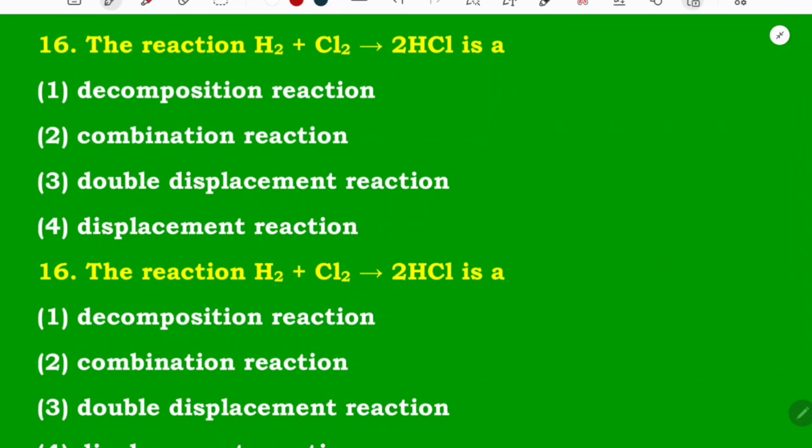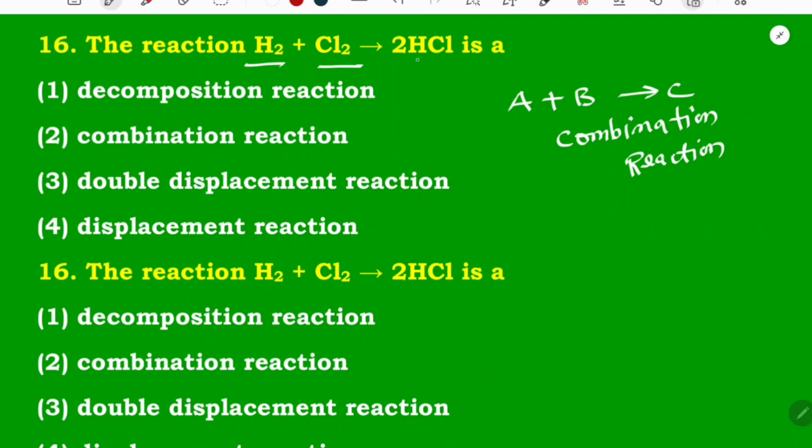Next, the reaction H2 plus Cl2 gives rise to HCl. Easy. We already know A plus B gives rise to C. When two or more reactants combine to form a single product, that is a combination reaction. Here hydrogen and chlorine, two reactants, combine to form HCl, a single product. So which reaction is it? Combination reaction is the correct answer.